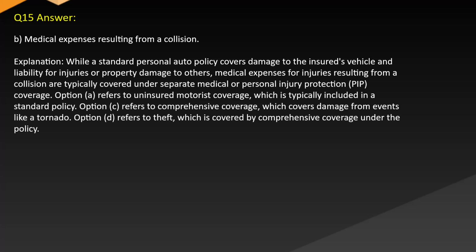Answer: B. Medical expenses resulting from a collision. Explanation: while a standard personal auto policy covers damage to the insured's vehicle and liability for injuries or property damage to others, medical expenses for injuries resulting from a collision are typically covered under separate medical or personal injury protection (PIP) coverage. Option A refers to uninsured motorist coverage, which is typically included in a standard policy. Option C refers to comprehensive coverage, which covers damage from events like a tornado. Option D refers to theft, which is covered by comprehensive coverage under the policy.